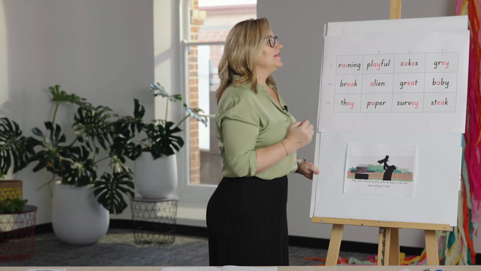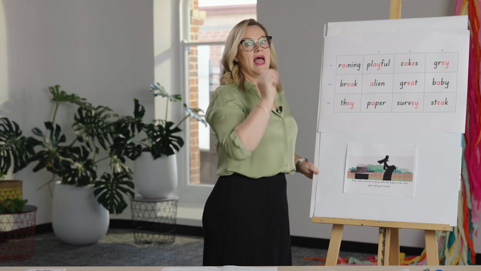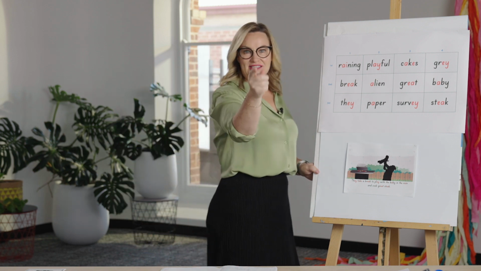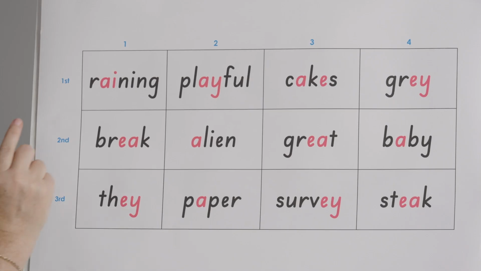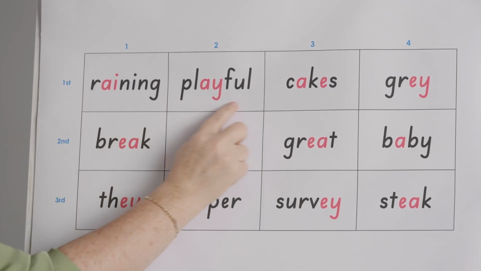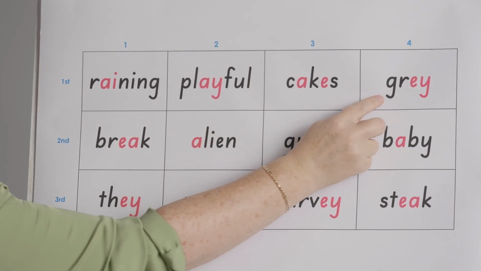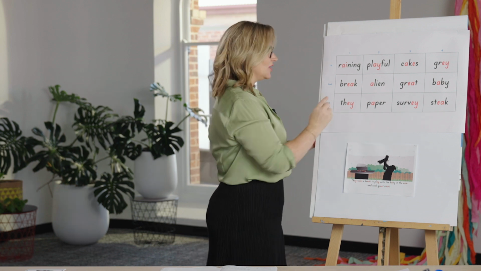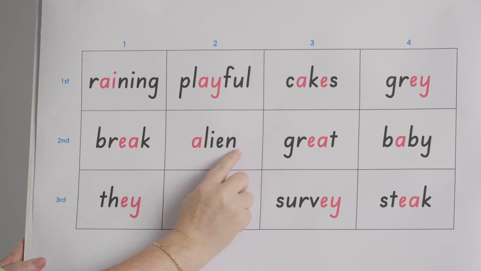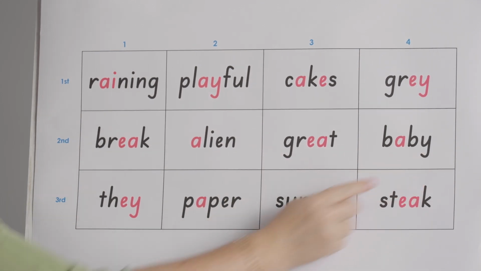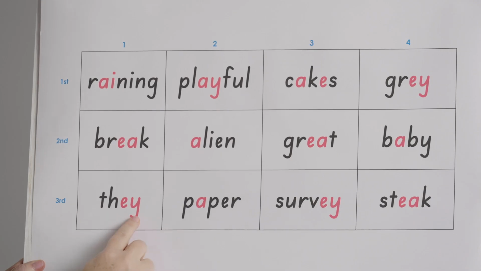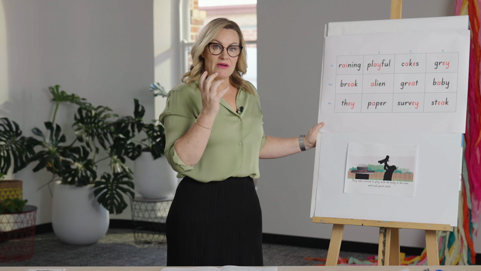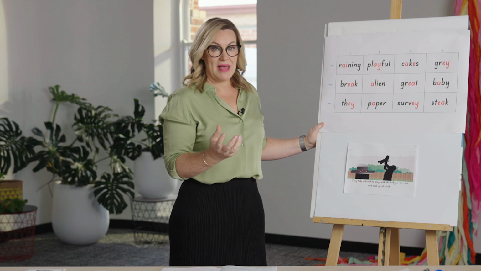Okay. If your name starts with M all the way through to the Z at the end of our alphabet, read the first line with me. Let's go. Raining, playful, cakes, grey. If your name starts with A to L of the alphabet, read with me. Let's go. Break, alien, great, baby, all together now. They, paper, survey, steak.